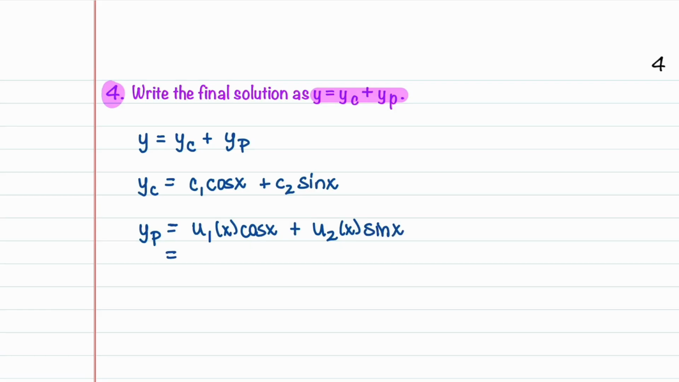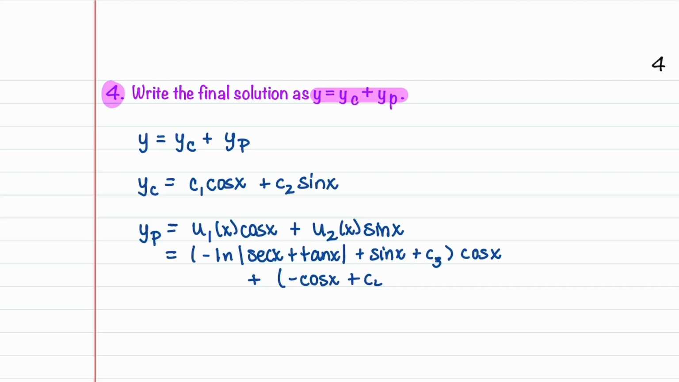Now let's go ahead and substitute in U1 and U2. From our last page, we found that U1 was minus natural log absolute value secant x plus tangent x, and then we had a plus sine x plus C3. And this gets multiplied by cosine x. And then let's add on U2. That was minus cosine x plus C4 times sine x.